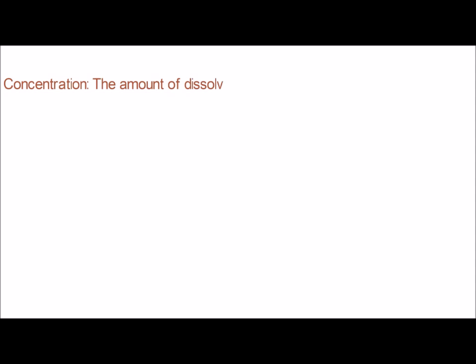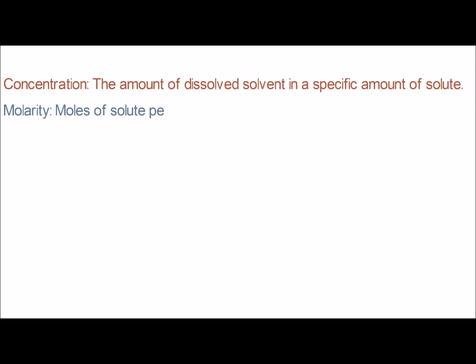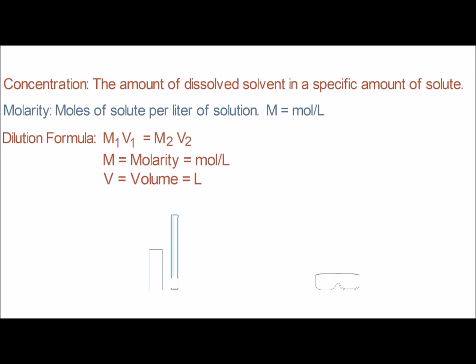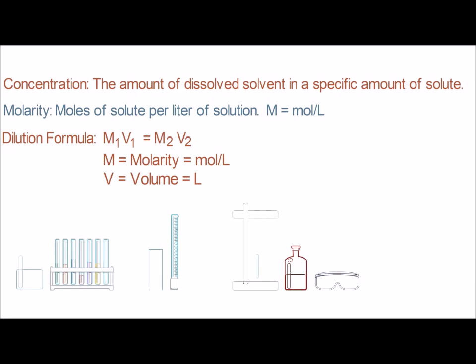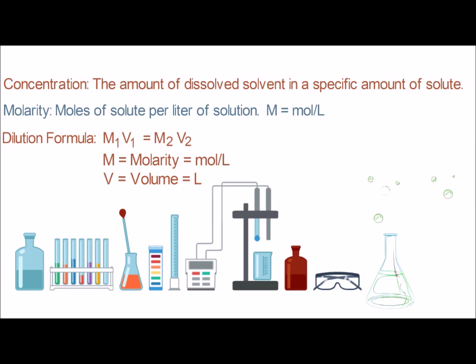Calculations for solutions and solution reactions are reliant on the concentration of a solution. The concentration of a solution is the amount of dissolved solute in a specific amount of solvent. And the most common concentration notation used is molarity. Molarity is the number of moles of solute per liter of solution. The unit for molarity is an uppercase M, which is equivalent to moles per liter. When performing dilutions, we can use the formula M1V1 equals M2V2. The M in this equation is the molarity of a solution, and the V represents the volume of that solution. You've already had the opportunity to practice manipulating this formula in the chemical math portion of the numeracy module.